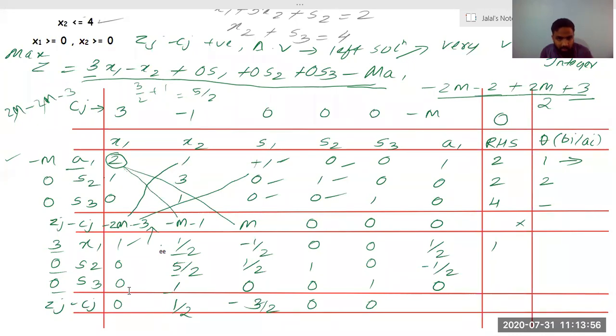3 into 3 by 2. 3 by 2 plus 1 is coming out to be 5 by 2. That is an issue. Zj minus Cj is not giving me the correct answer. Zj minus Cj should be satisfied.